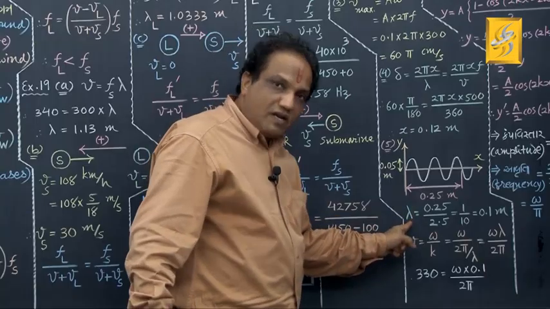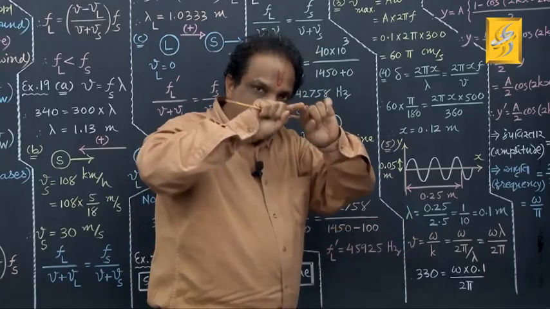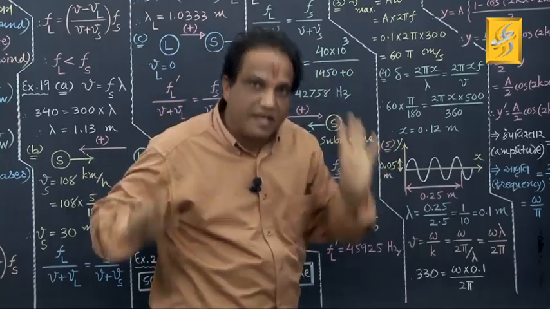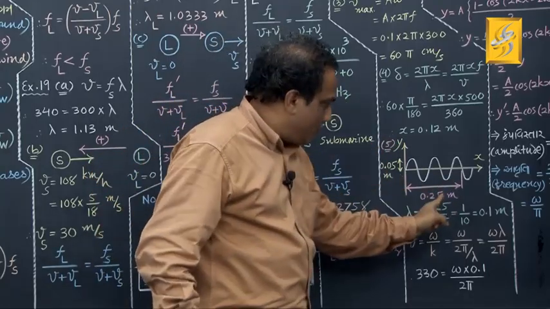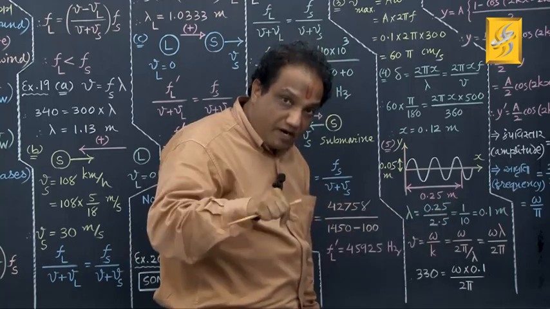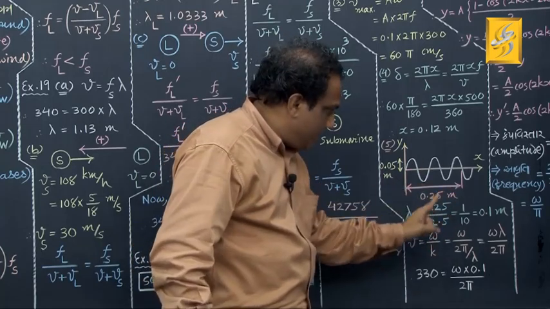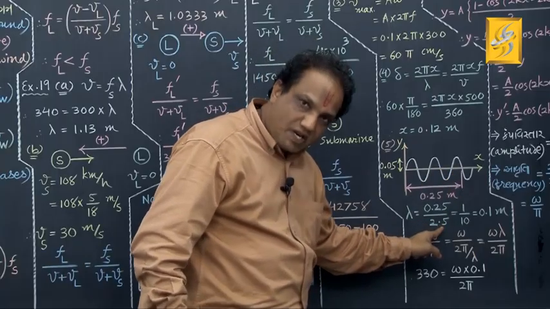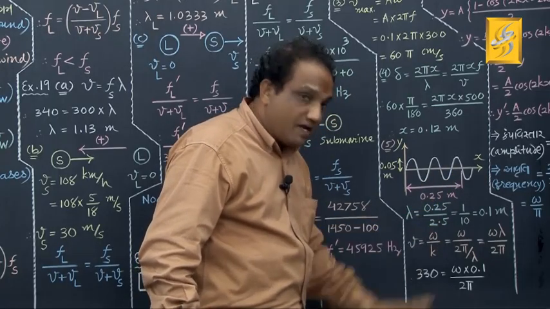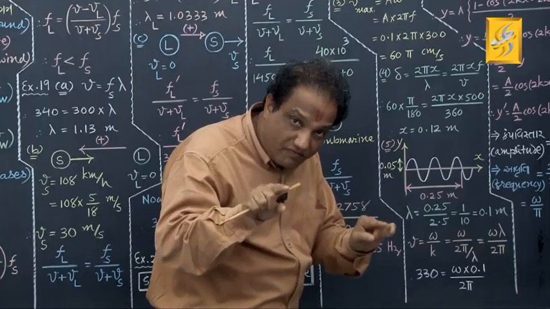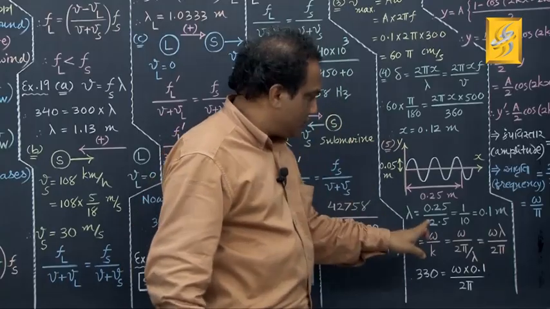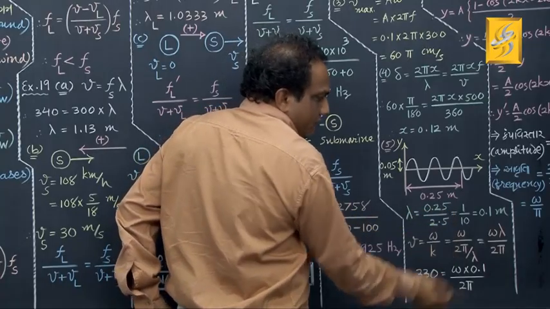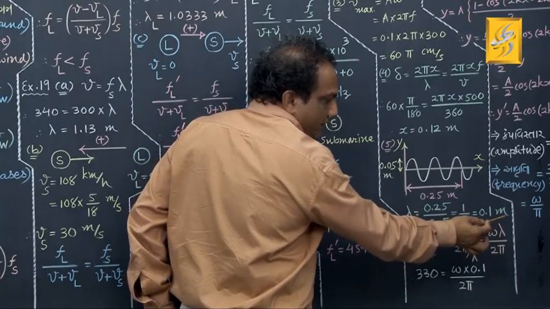Now let us find out the wavelength lambda. Wavelength lambda is nothing but the given length divided by the number of waves in that length. Given length is how much? 0.25 meter divided by the number of waves in that much length, as I said, 1, 2 and half, that is 2.5. Correct? Given length divided by the total number of waves in that length will give you the length of one wave, which is called wavelength. Correct? 0.25 upon 2.5, answer is 1 upon 10, that is 0.1 meter.